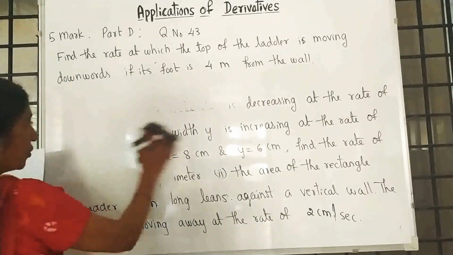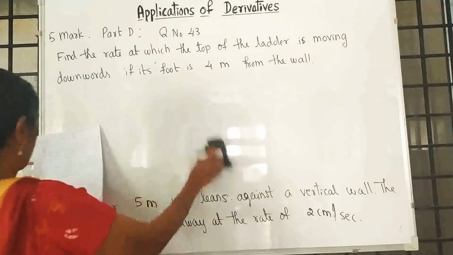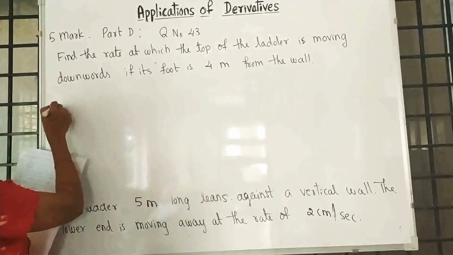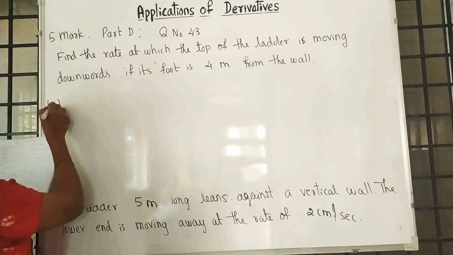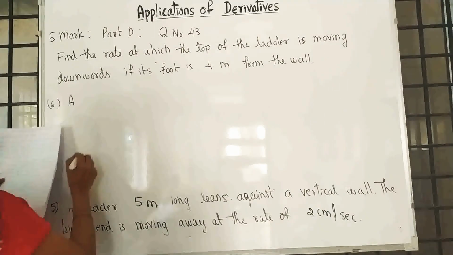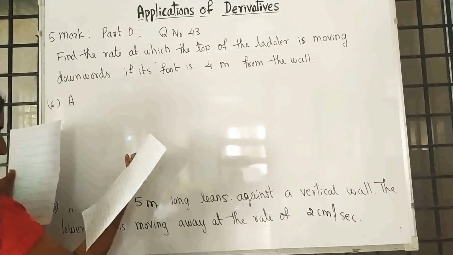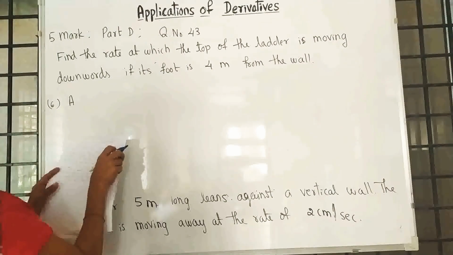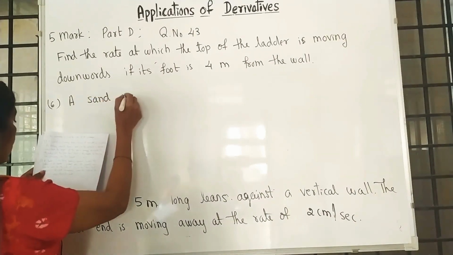Next, question number 7. That is, question number 6. This is 5. This is important question.